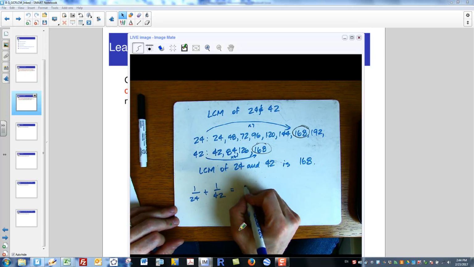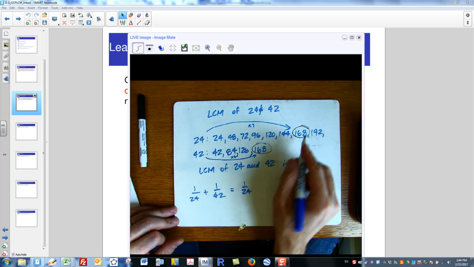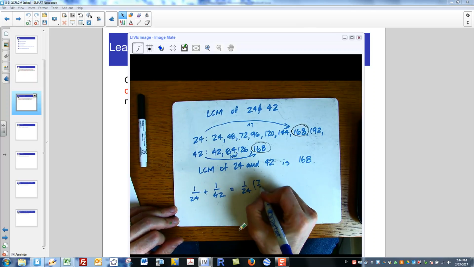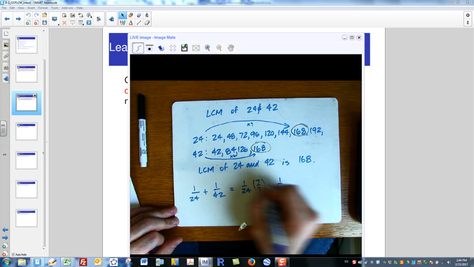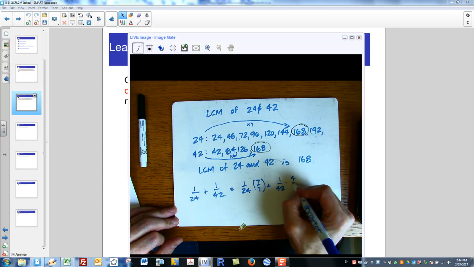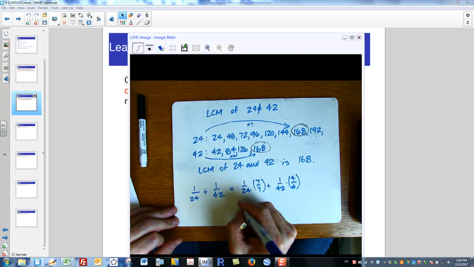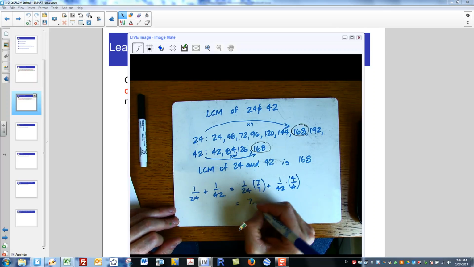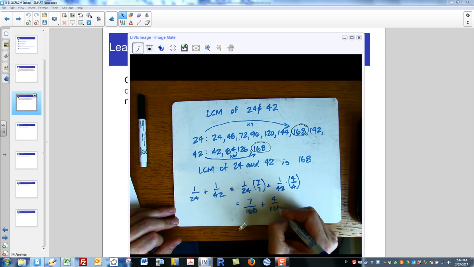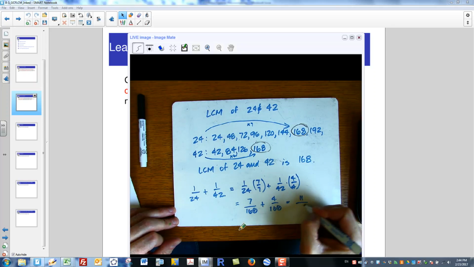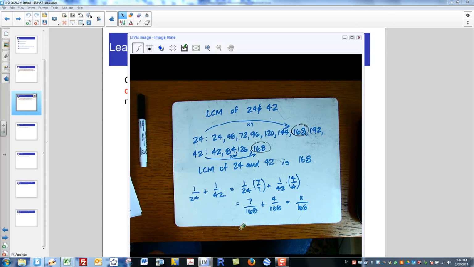So it would be 1/24. If I want 168, I've got to multiply by 7 over 7. And then for 42, if I want 168, I've got to multiply by 4 over 4. And so what does that give us? That gives us 7/168 plus 4/168, which equals 11/168 as our answer here. So this is the place really where LCM comes into play in the middle grades.